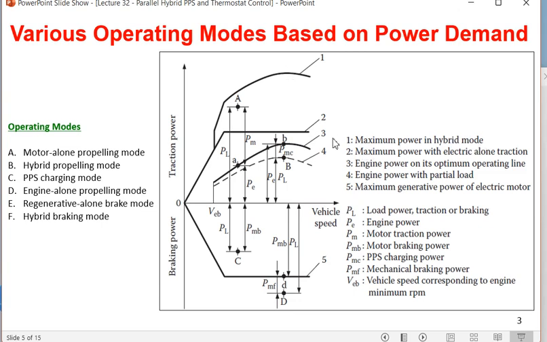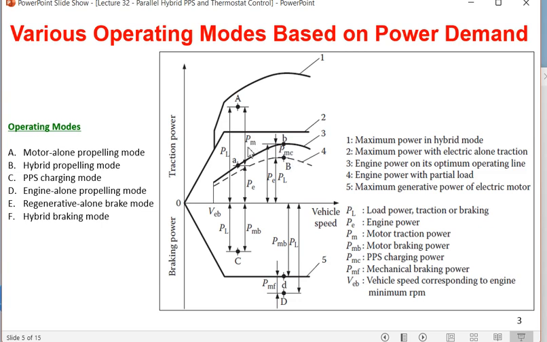Line 1 is called the maximum power in hybrid mode. Then 4 is engine partial power. So partial load means that the engine is supplying only the load, it is not charging the battery. Okay, so this is the difference between point capital B and small b. Capital B is the minimum power generated by the engine, which only supplies the load, because in this case PPS is fully charged. And what is small b? Small b is where the engine is producing power PE, which satisfies the load PL, and also generates some charging power. So PM here is the motor output power, but PMC is the motor charging power.